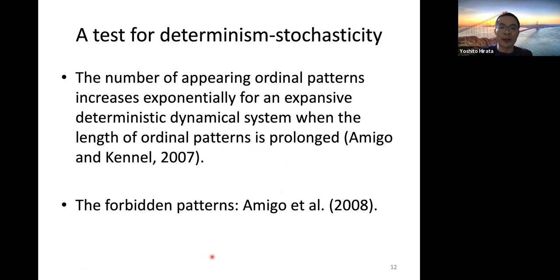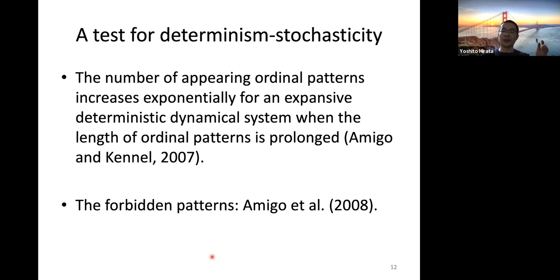For deterministic systems, there is a theorem by Amigo and Kennel, 2007, which says that the number of appearing ordinal patterns increases exponentially for an expansive deterministic dynamical system when the length of the ordinal patterns is prolonged. Therefore, for a deterministic expansive system, there are some ordinal patterns which don't appear. They are possible in the representation, but they don't appear in the time series. These non-appearing ordinal patterns are called forbidden patterns. Professor Amigo and his colleagues use these forbidden patterns as a signature of a deterministic system.